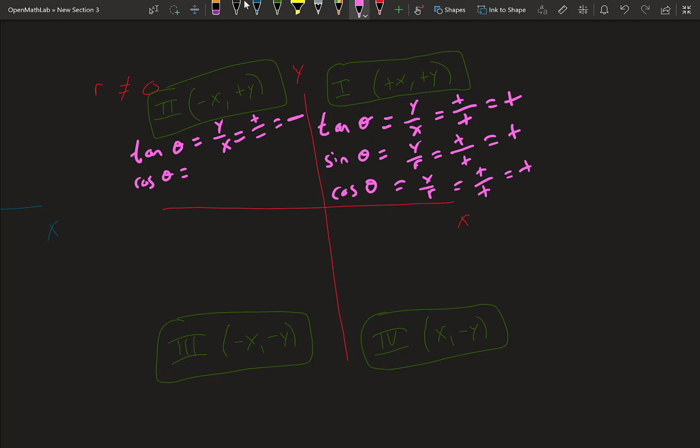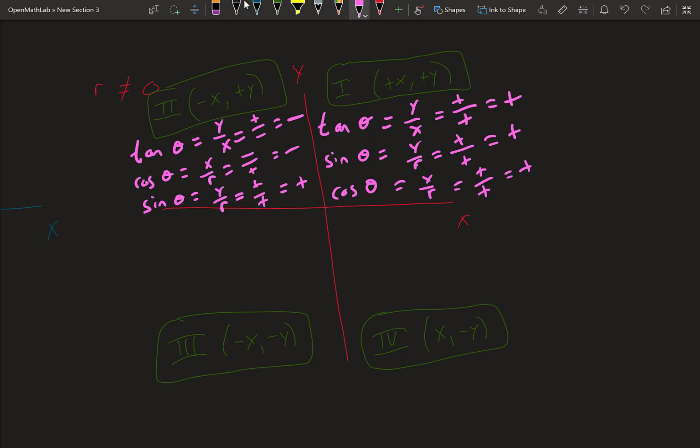Cosine of theta is x over r, which would be a negative divided by a positive, so this gives me a negative answer, right? And then lastly, sine of theta is going to be y over r, which is positive divided by a positive, which gives me a positive answer, right? So the only trig function out of the three that we're focusing in on is sine, which is positive in the second quadrant, right?